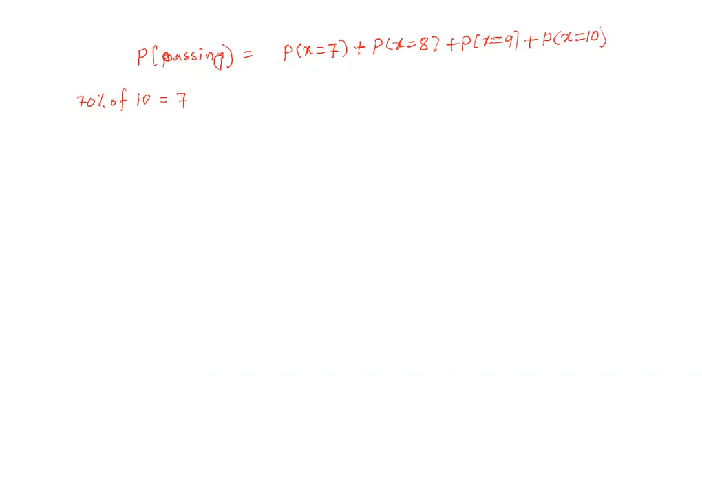So all of these probabilities, because you don't pass only if you get 70%. If you get 80%, you still pass. If you get 90%, you still pass. If you get 100%, you still pass. So you have to add up all of these individual probabilities to get the total probability of passing. That's how you'll do this problem. Okay? Any question, anybody on this?